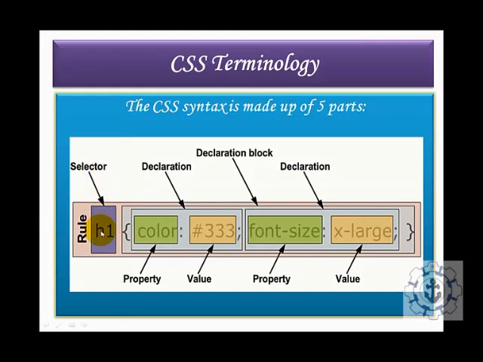First start with the selector, then curly braces, and then comes your declaration: the property you are going to use, color, and then the corresponding value. After completing this, you use a semicolon. Then going to the next declaration, font size is a property, then a colon, and you give the value x-large, and close it using a semicolon. And after all the declarations, you close the syntax using curly braces.